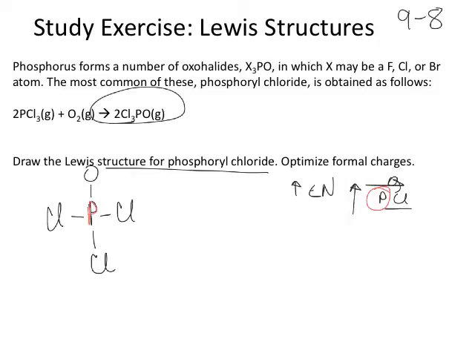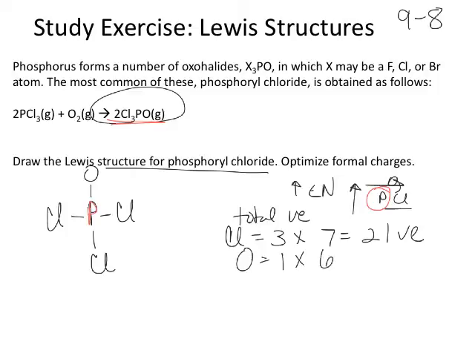Okay, so we've drawn our skeletal structure, and now we are going to total our valence electrons. Now notice there's no charge here, so we don't have to worry about that. So we're just going to add them up. So chlorine, we have 3 of them, and it's in group 7. So 3 times 7 is 21 valence electrons. Oxygen, there's 1 of them, and it's in group 6, so that's 6 valence electrons. And then phosphorus, there's 1, and it's in group 5, 5 valence electrons. If you add that up, it gives you a total of 32 valence electrons.